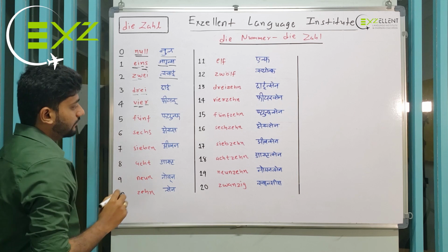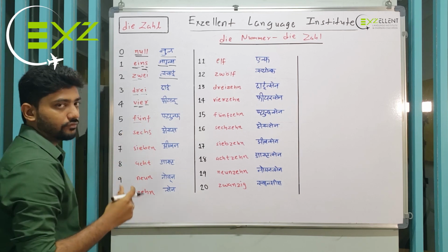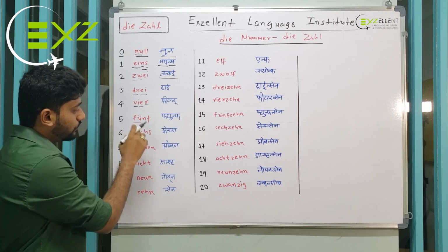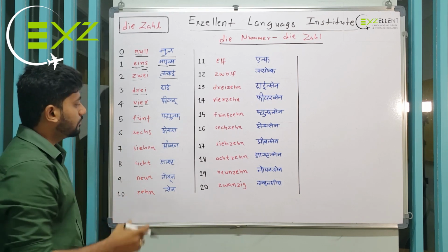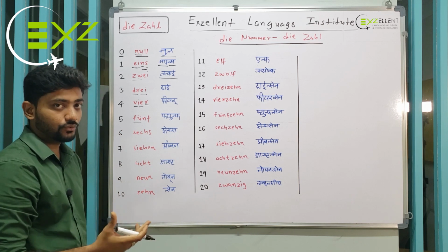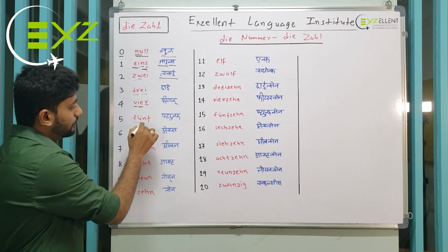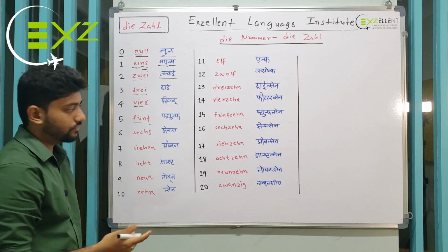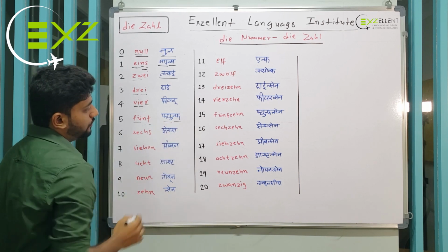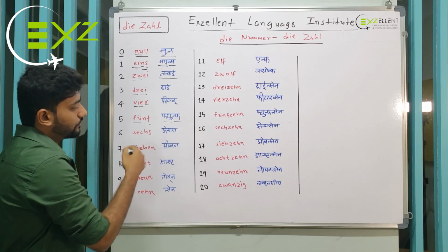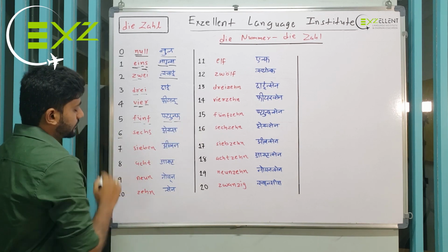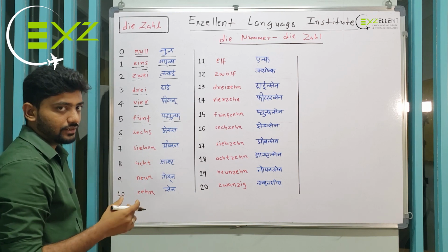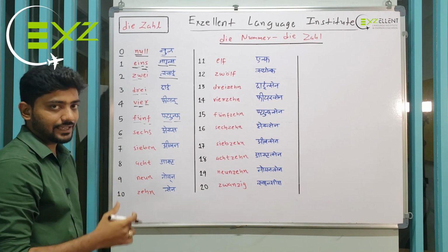Then 5. See, F, U umlaut will be U, right? U mit umlaut is U, but F U umlaut is fü, not for, right? So overall pronunciation is fünf, okay, fünf. Then 6. See, 6 in German is sechs.